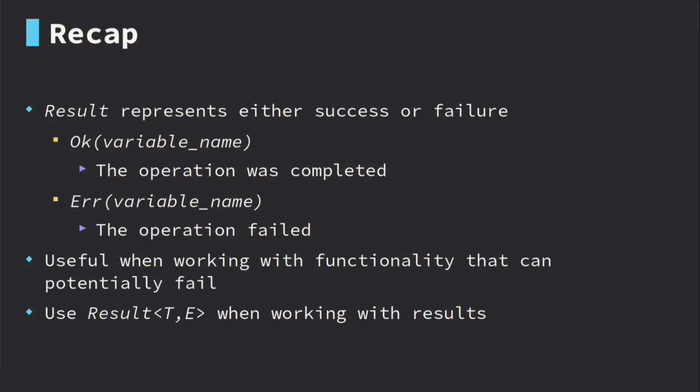To recap, a result represents either success or failure. The OK variant indicates that the operation was completed successfully. The error variant indicates that the operation failed. This is useful when you're working with functionality that can potentially fail. To use results, you use the results with a type that's for success and a type that's for an error. And that can be used in structures and in your function signatures.